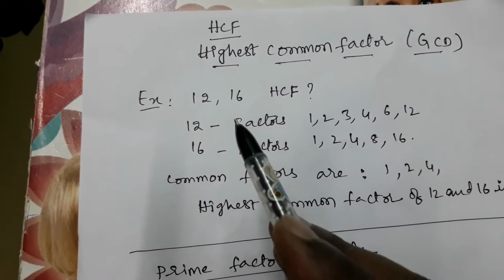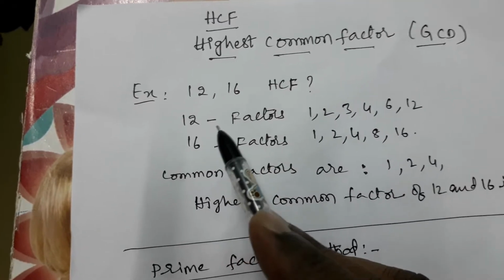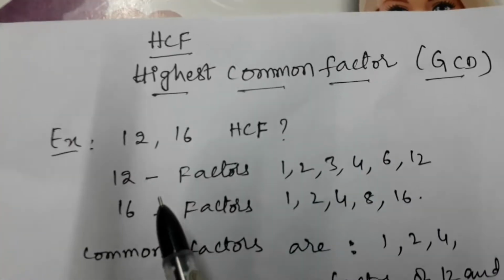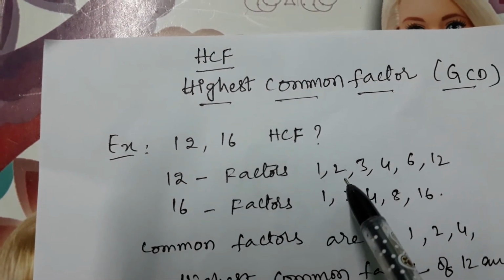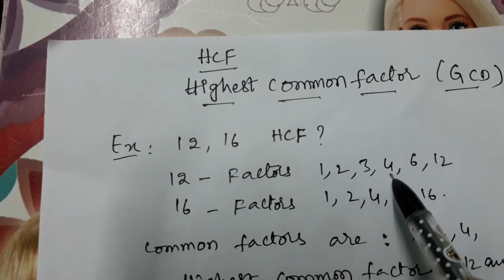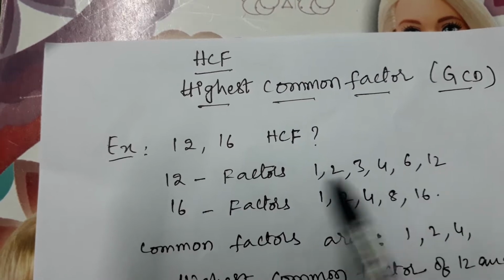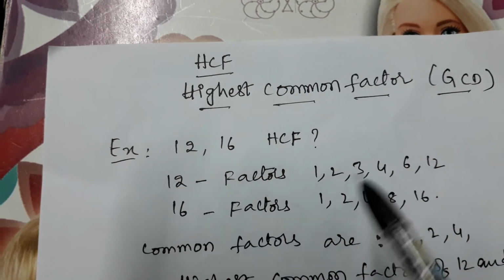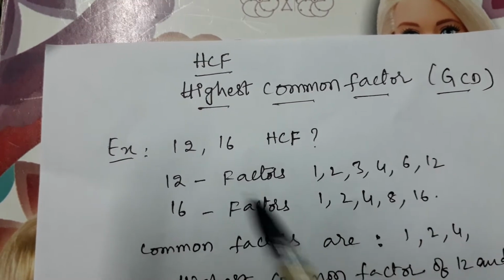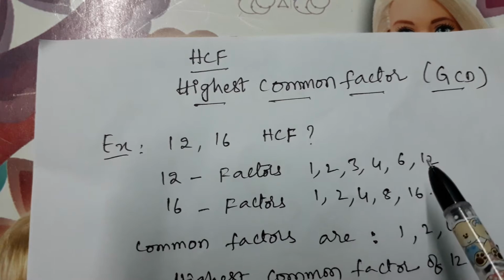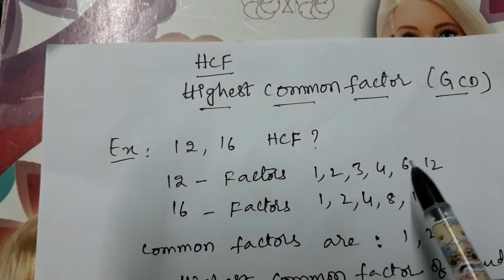Just for understanding, in a simple way, write the factors for 12. You know the factors of 12: 1, 2, 3, 4, 6, 12. These numbers are factors of 12, meaning exact divisors. These numbers divide 12 exactly, so we call them factors of 12: 1, 2, 3, 4, 6, 12.